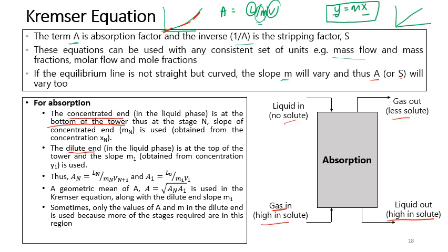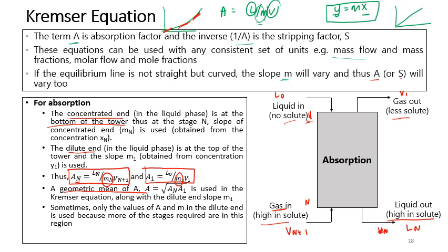If you want to find out the absorption factor A at different parts of the tower, you should look at the flow rates of the liquid and vapor at that part. Here is plate number 1 and plate number N. Here you have V_N, L_N, V_(N+1), L_0 and V_1. You have to calculate A at plate N and A at plate number 1, so you take different values of m at different parts of the column. Then, if you want to use the Kremser equation, you should use the geometric mean of A. Instead of just A, you use the square root of the product of A_N and A_1.